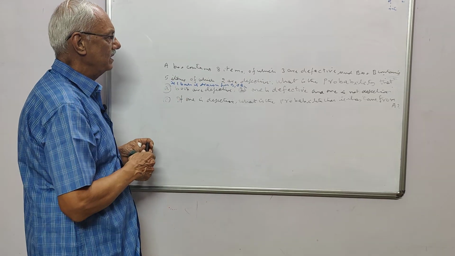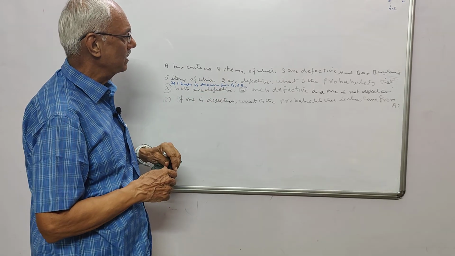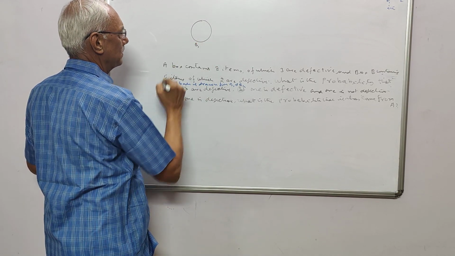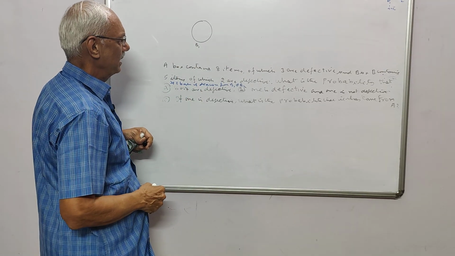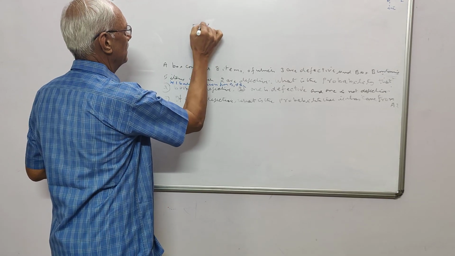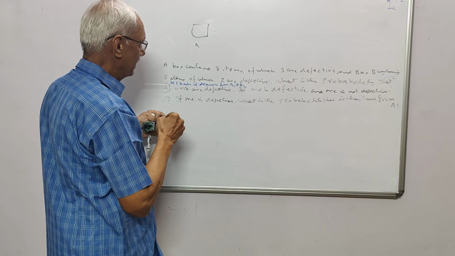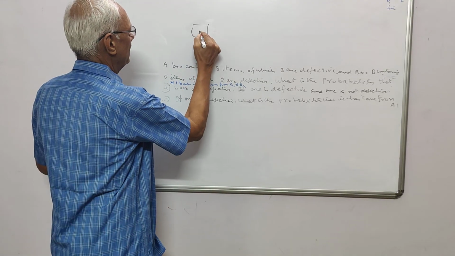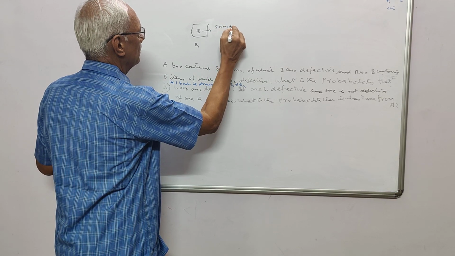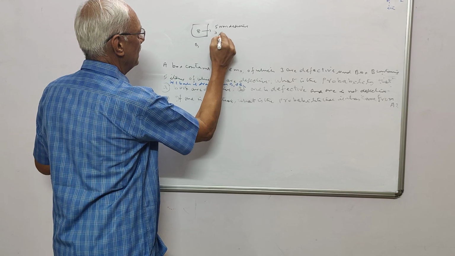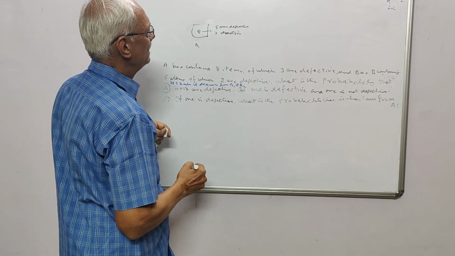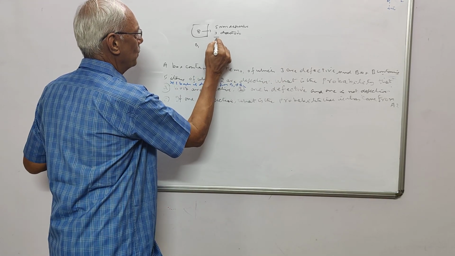Now you see that here it is given that a box contains 8 items. Here is box 1, and this box 1 contains 8 items, out of which 3 are non-defective and 3 are defective.